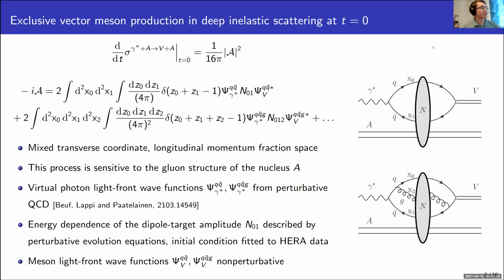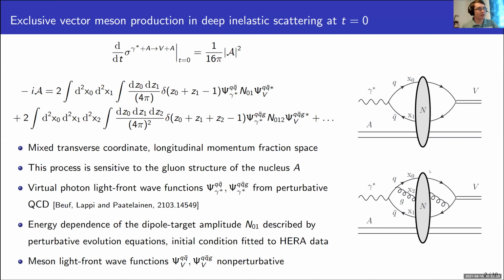We are looking at exclusive vector meson production in deep inelastic scattering. In the dipole picture, we can describe the process like this: a virtual photon fluctuates into a quark-antiquark dipole. The dipole then interacts with the nucleus, and after the interaction, the dipole forms the vector meson. At higher orders, we also get Feynman diagrams like this, where the quark emits a gluon, and then this quark-gluon-antiquark system interacts with the nucleus.